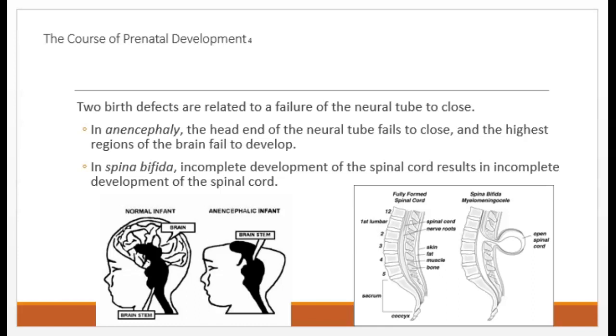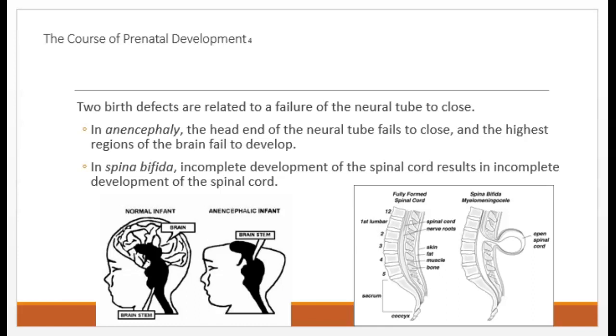It's very important in pregnancy for the mother to get adequate prenatal care. Part of this is taking the B vitamin folic acid, which helps prevent neural tube defects such as failure of the neural tube to close all the way. In anencephaly, the head end of the neural tube fails to close, and the highest regions of the brain fail to develop, and death either occurs in the womb, during childbirth, or shortly after birth.